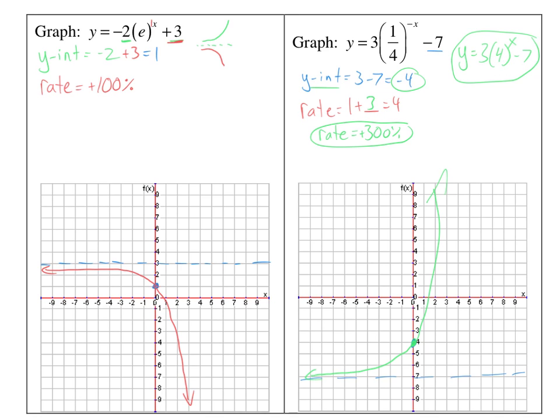12 minus 7 is 5. So really, I really jacked. It should have been way up here. Technically, there was a dot there. But I just want to basically know it goes like this and steeply grows at a 300% rate.